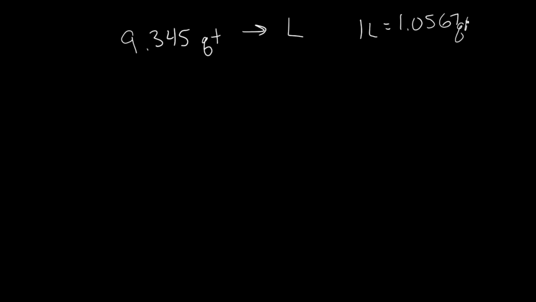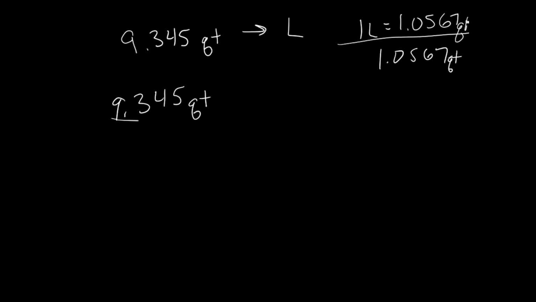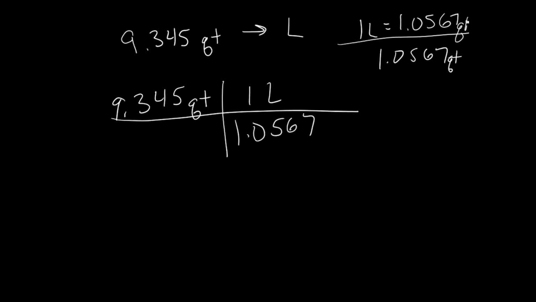Okay, so I want liters on top, which means quarts have to go on bottom. So we're going to divide both sides by 1.0567 quarts. So we're starting with 9.345 quarts, 1 liter up top for 1.0567 quarts. Again, that 1 liter is an exact number.